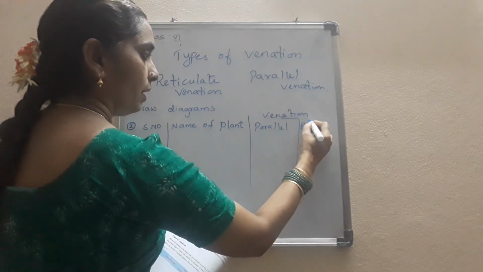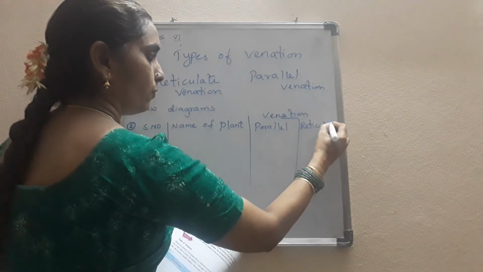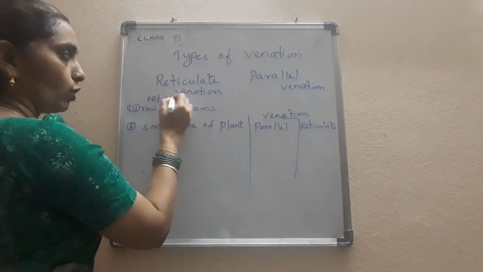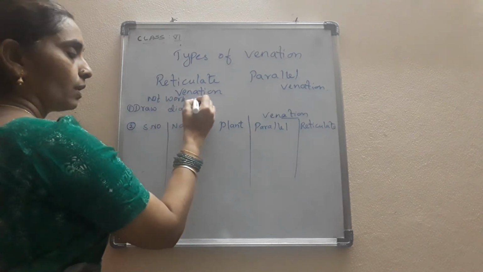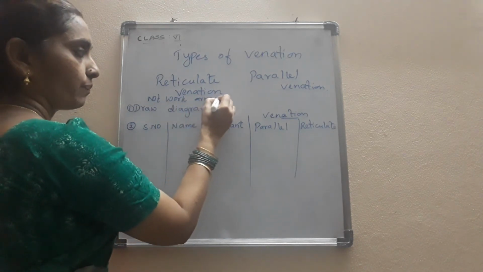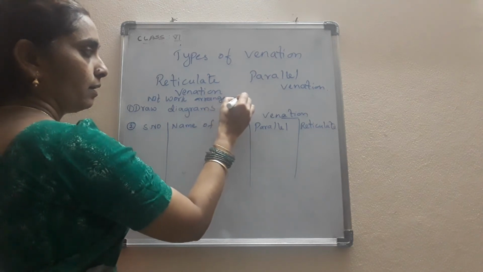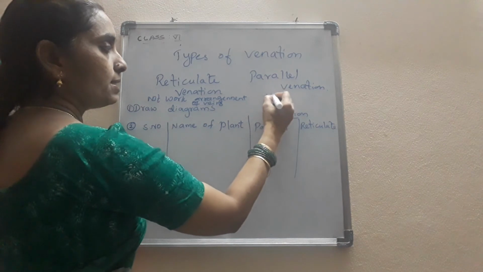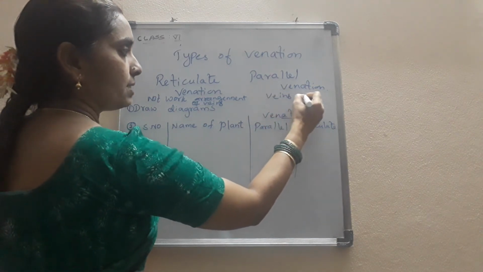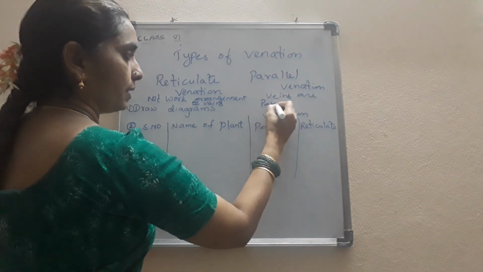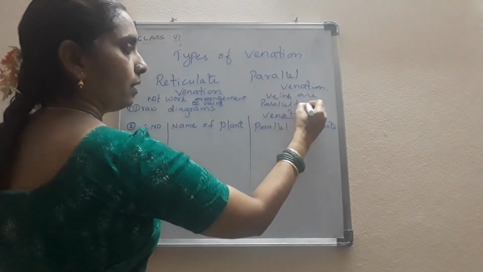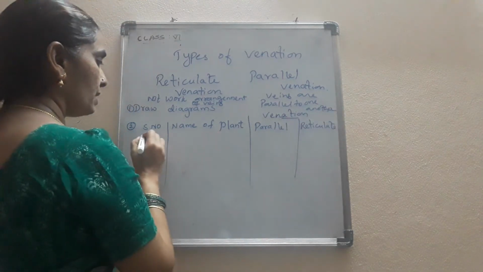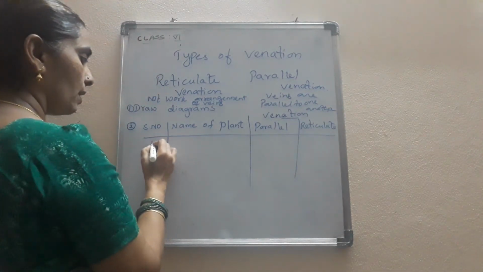Parallel or reticulate. Now you know the reticulate venation contains a network-like arrangement of veins. Network arrangement of veins is seen here. Here veins are arranged parallelly. Veins are parallel to one another. If you have this in your mind, you can easily write this down.